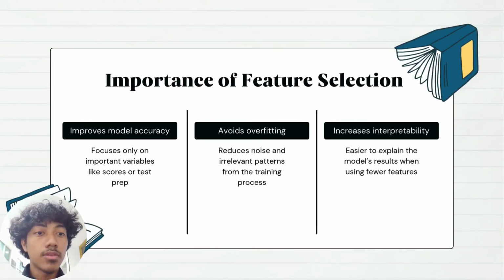Next, the importance of feature selection. Firstly is improve model accuracy by focusing only on important variables like test score or preparation level. We remove distractions from data that don't really affect the performance. Second is to avoid overfitting, where we reduce the noise and ignore unnecessary features, so the model becomes more general and performs better on new data. And lastly is increase interpretability. That means it's easier for teachers, parents or admins to understand how the model came to a decision. With fewer, more meaningful features, we can explain the result more clearly.